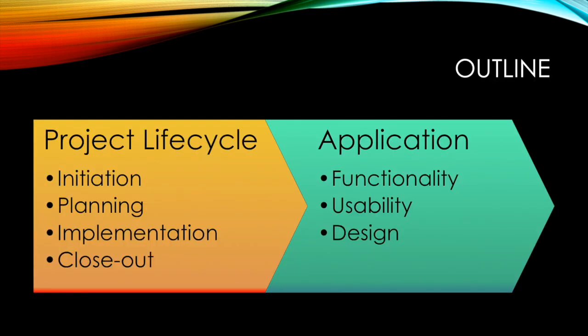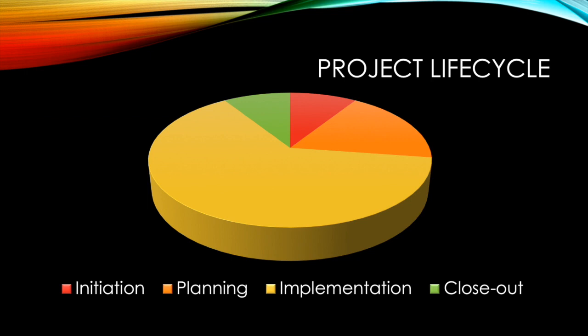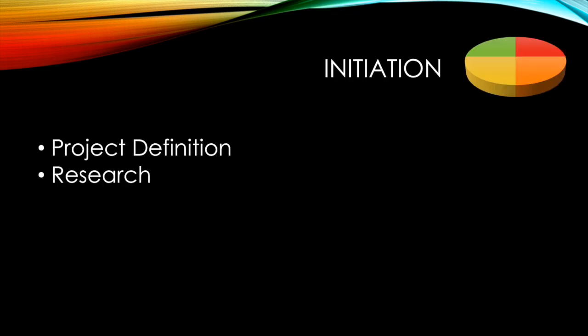Our presentation is divided into two parts. First, we will go over our project lifecycle. Next, we will provide an overview of our application. We completed the project following a typical project lifecycle organization with 4 phases: initiation, planning, implementation, and closeout. In the next slides, we will go over each phase of our life cycle.